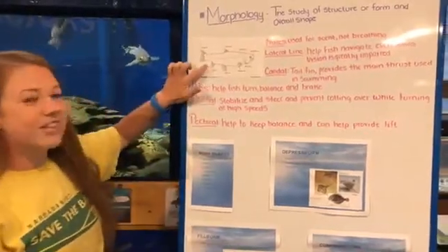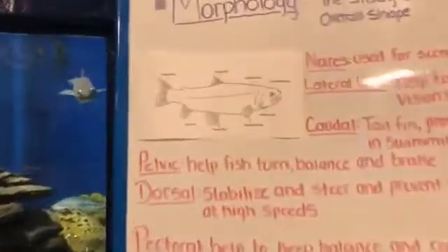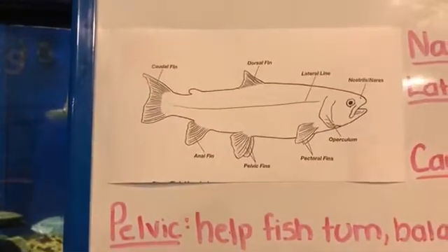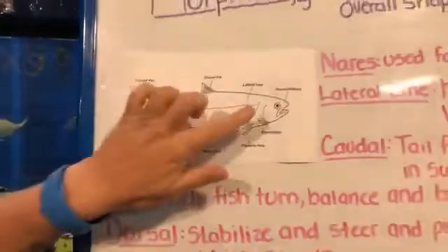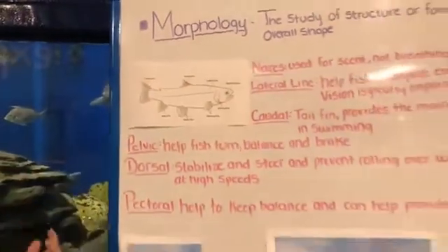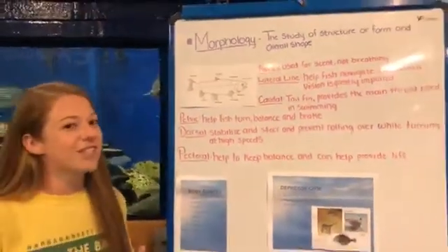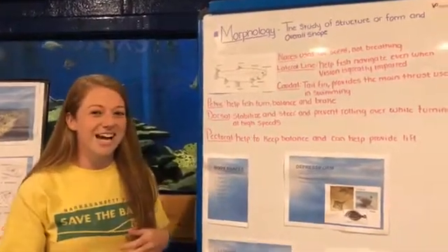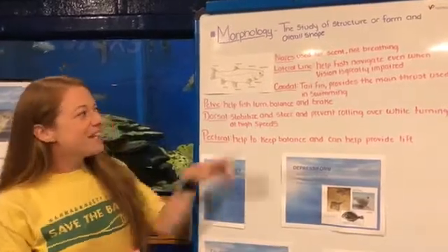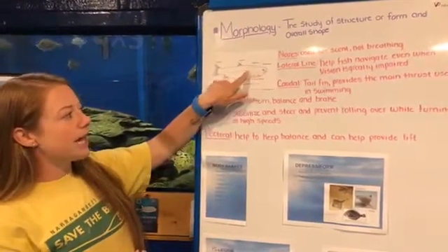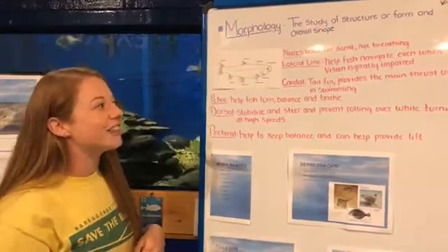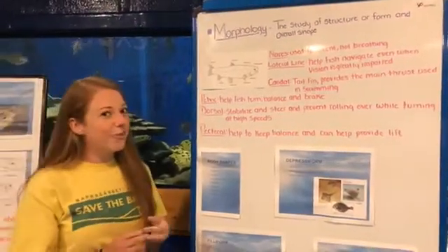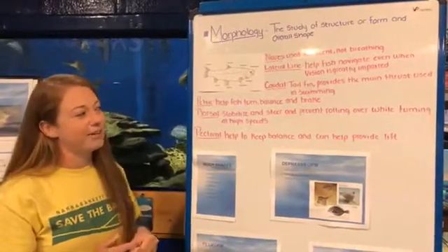So if you see over here, I have my diagram of a fish. Now remember, there are a few important parts to this fish. The first one I want to point out right here are these nares, or their nostrils. And they're used for scent, not breathing, because remember, fish have those gills on their sides that help them breathe. The next thing that we want to point out is this line right here, and that's called their lateral line. And that helps the fish navigate even when their vision is greatly impaired.